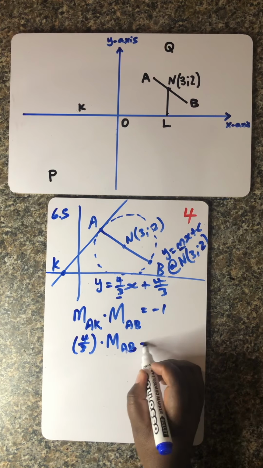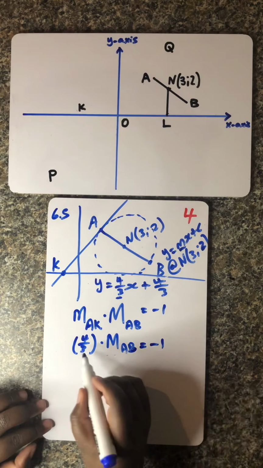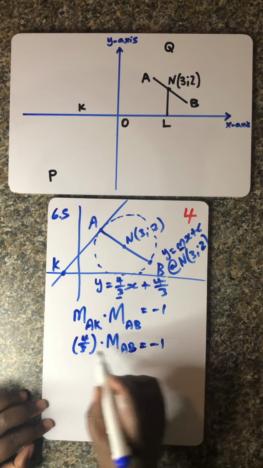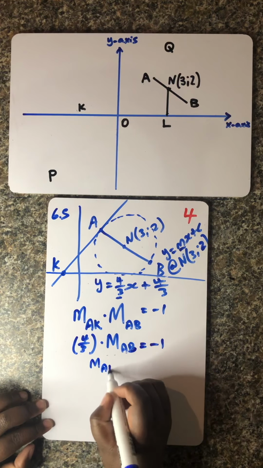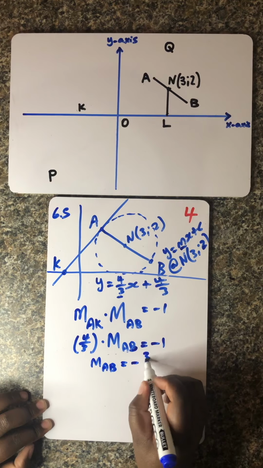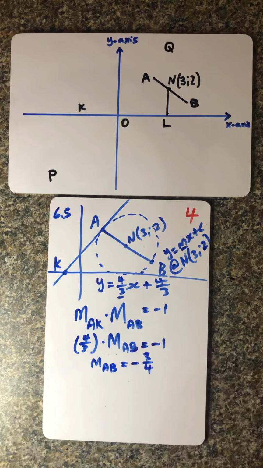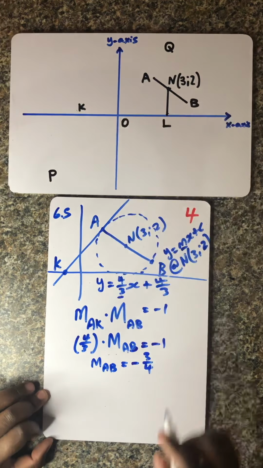AB, it's equal to -1. Okay, so obviously we can just cross multiply, then divide by b, which means the gradient of AB will be equal to -3/4. Okay, so ladies and gentlemen, that means we now have the gradient of AB.